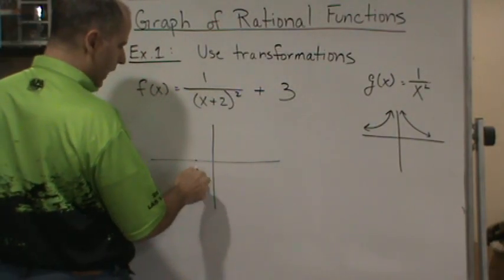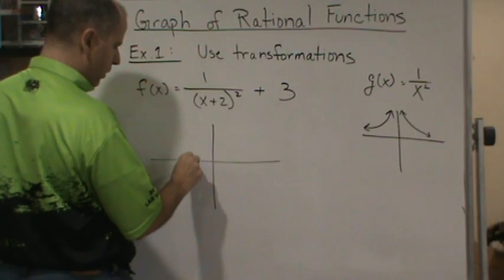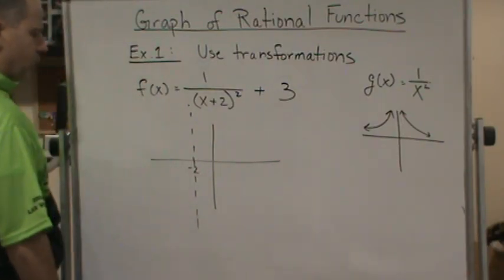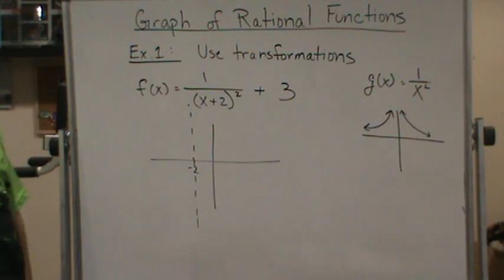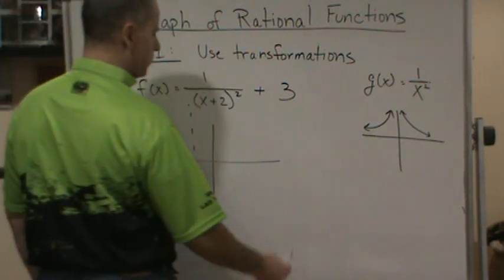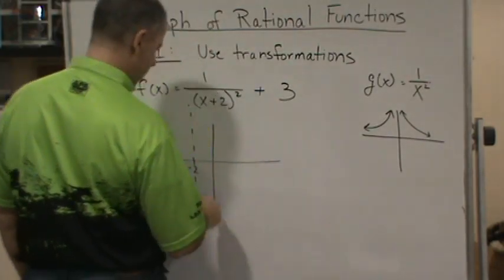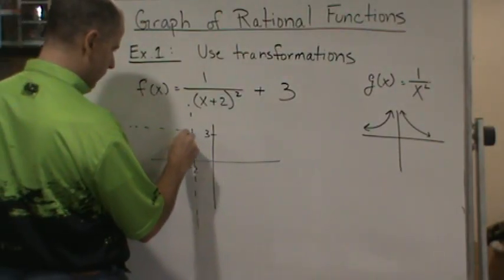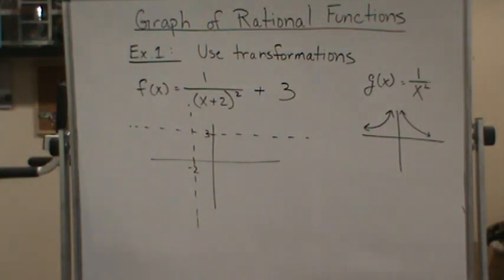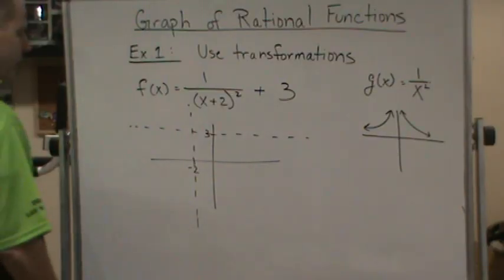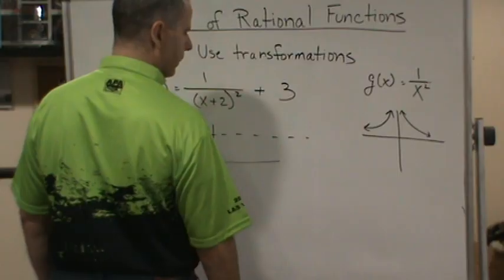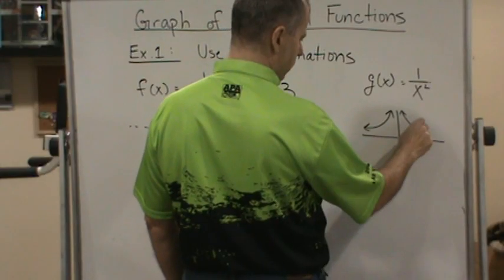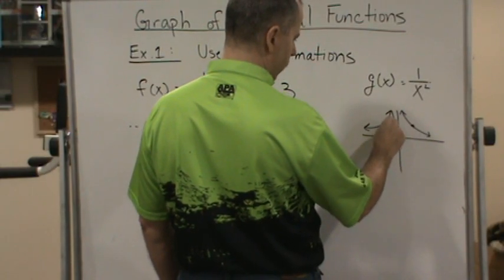So the vertical asymptote is going to be moved 2 units to the left, right? So we'll have a vertical asymptote at x equal to -2. And then the horizontal asymptote is going to be moved up 3 units. So we're going to have something like this, and we'll have the horizontal asymptote like that. And then maybe we plot some points here, right? So we know there's a point at 1, 1 and -1, 1.